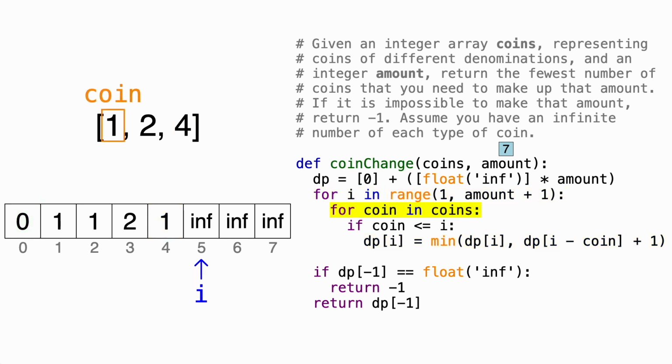Next is 5. 5 minus 1 is 4, which corresponds to 1, and 1 plus 1 equals 2.